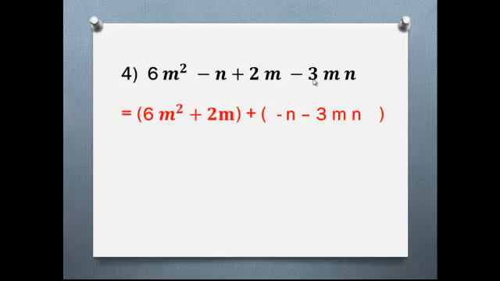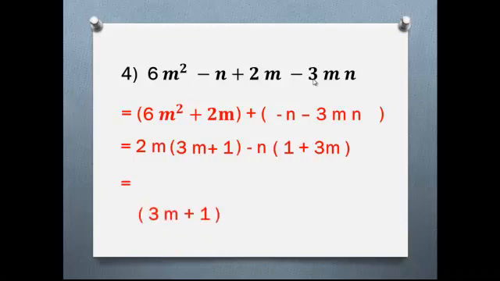minus 3mn. The common factor in the first group is 2m, and the expression will be 3m plus 1. The common factor in the second group is negative n, so the expression will be 1 plus 3m. The common factor between the two terms is 3m plus 1, and the other factor will be 2m minus n.